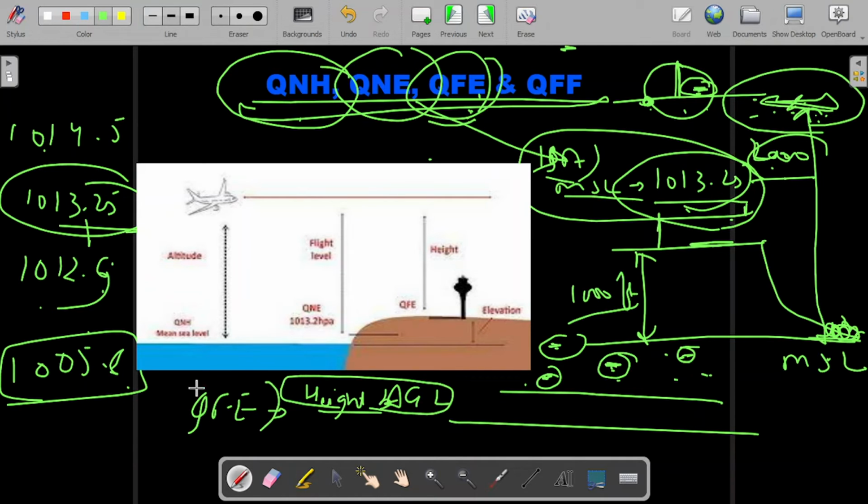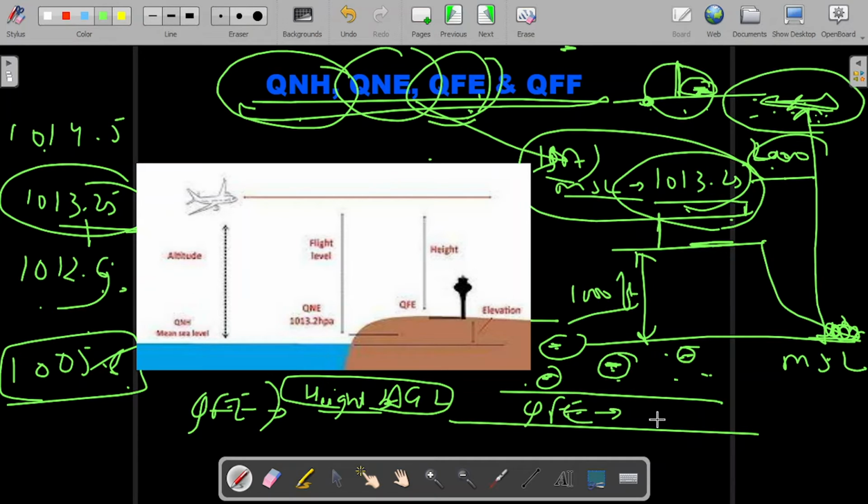So if we put the pressure of QFE in this datum, the height which they'll show will be the height from the ground. So the ATC will not tell the pressure of the mean sea level, which I have told, 1005.2 or rather any pressure. It will not tell the 1013 which is the standard. It will tell the pressure which is there at this level. Let's say if it is 2000 feet, 3000 feet, there could be the pressure. I'll just write QFE for more understanding.